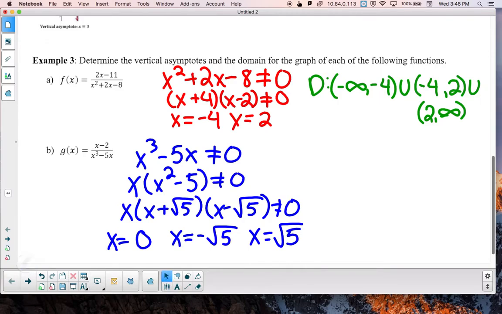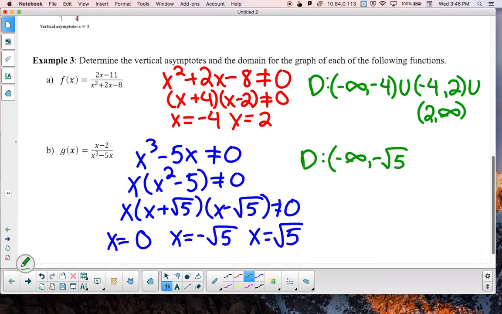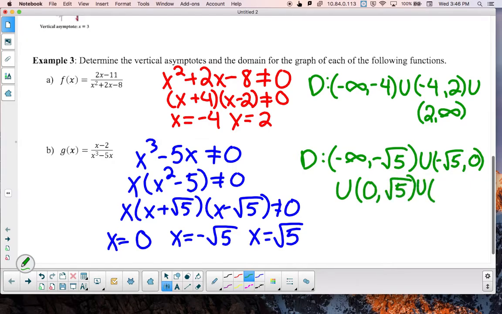And so again, our domain is going to be from negative infinity to infinity without these three values. So again, we have to think about this in numerical order. So this would be from negative infinity to negative square root of 5, union negative square root of 5 to 0, union 0 to the square root of 5, union square root of 5 to infinity. So that's for our vertical asymptotes.